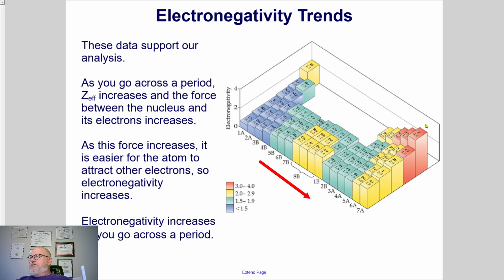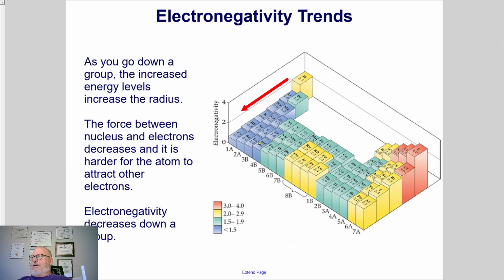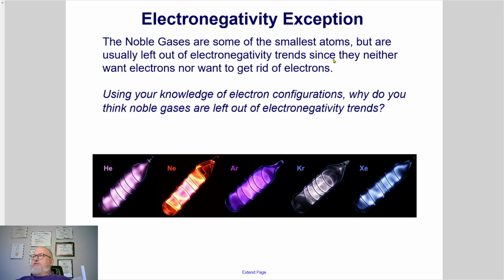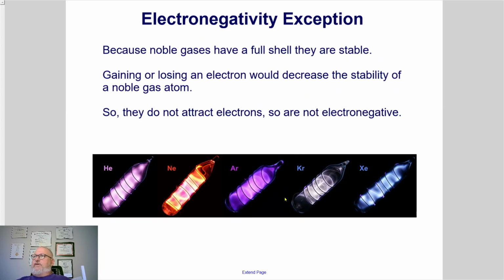So there are some exceptions, right? The exception is that the noble gases have no electronegativity, none. But if you look over here, as you go across the table, electronegativity increases. As you go down, electronegativity decreases. See the trend. And I gave you this little chart, but we're not going to worry too much about the electronegativities of transition metals, though they are there. Again, here's the exception: noble gases have no electronegativity.